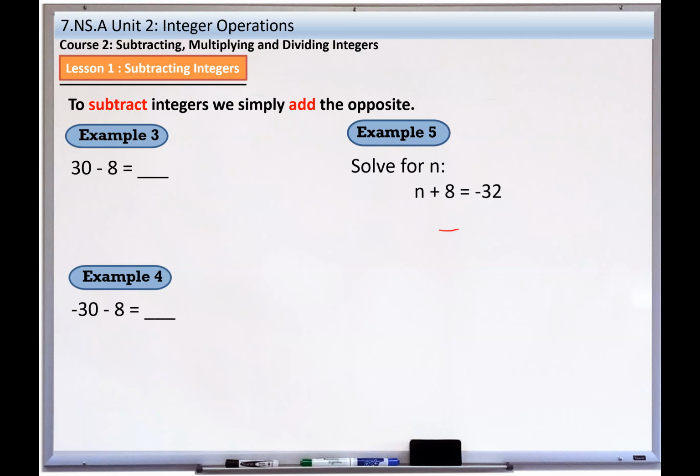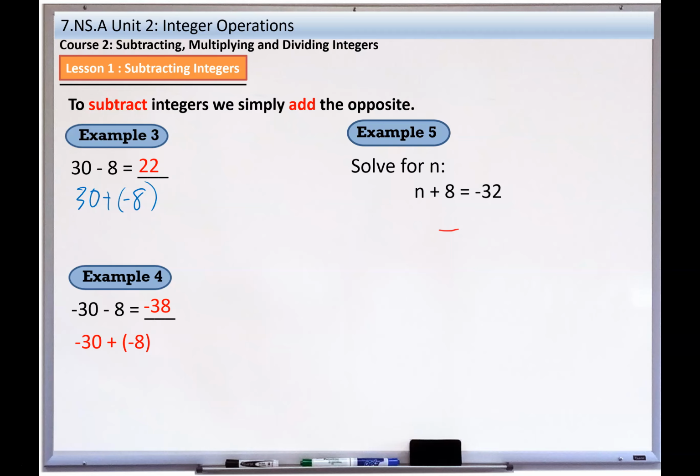All right, so I have 30 minus 8. We've done that for years. No big deal. But if you wanted to look at it this way, you could have said 30 plus a negative 8, add the opposite. Negative 30 minus 8. For some reason, this kind of confuses students a lot. Well, you can look at it as adding the opposite. Negative 30 plus a negative 8. So just really adding two negatives, a negative 38.